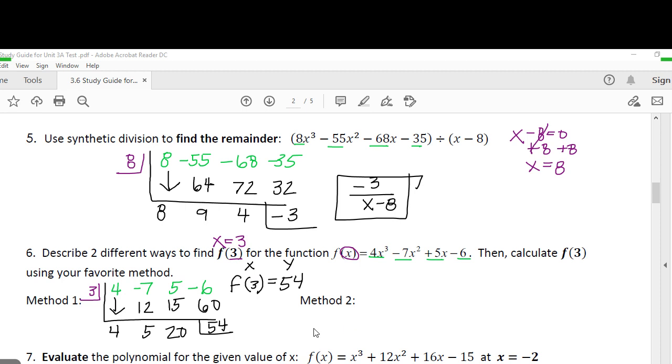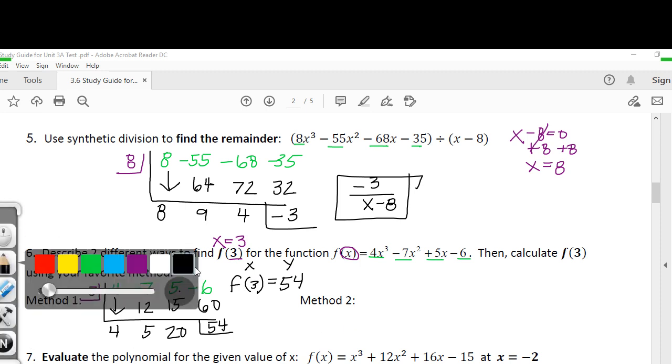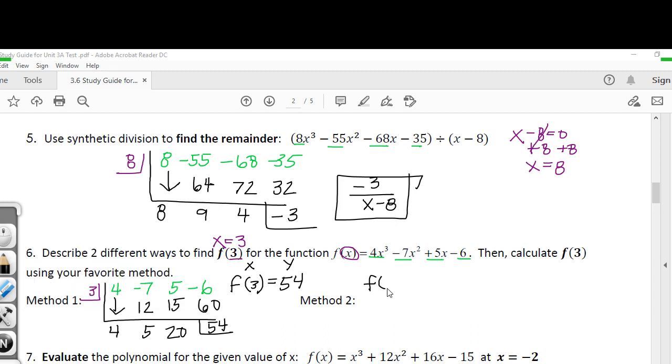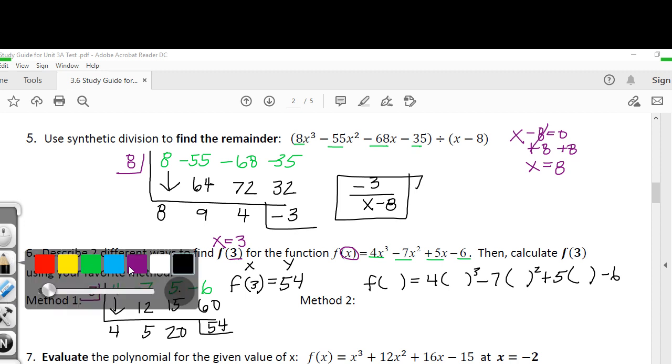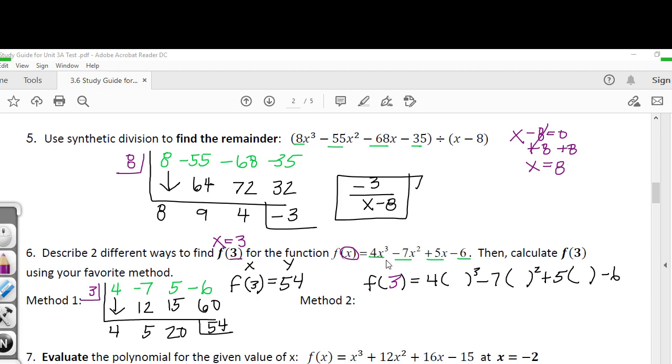Now let's go look at method 2. Method 2 is the way that you learned it, how to do it in 9th grade. So when we're evaluating, whatever I see in my x, next to my f, is what I'm going to plug into the x in my equation. So here it's asking me to evaluate by 3. So wherever I see an x in my equation, I'm going to plug in a 3.